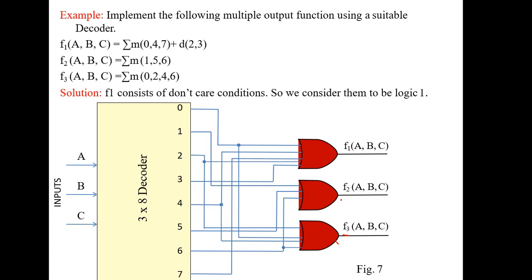You can analyze it. F1 consists of don't care conditions, so we have to consider them as logic 1. This is a very important point. Here F1 consists of 0, 4, 7, 2 and 3. Similarly for F2, this is the 1 portion, this is the 5th, and this is the 6th. Same way for F3, D0, D2, D4 and D6. Like this your decoder is formed.